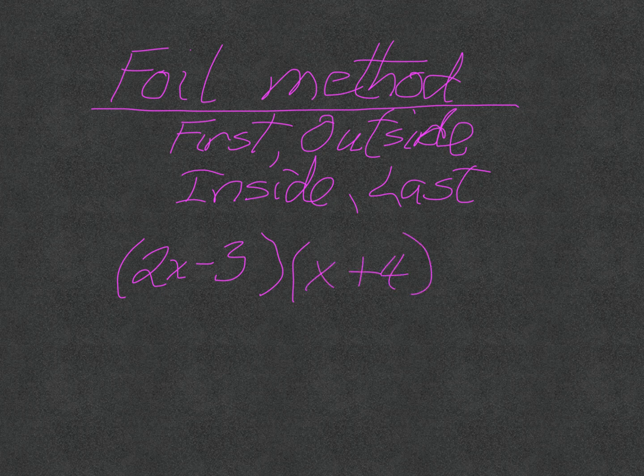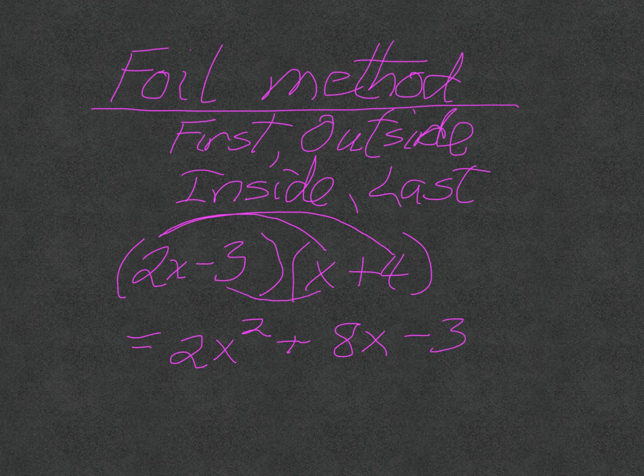And what do we do in the FOIL method? Well, we do these multiplications. I actually draw it with diagrams. We do the first multiplication, which is 2x times x, or 2x squared. Then we do the outsides, which is 2x times 4, so I get plus 8x. Then we do the inside multiplication, which is negative 3 times x, or negative 3x. And then we do the last in each binomial, negative 3 times 4, which is negative 12.